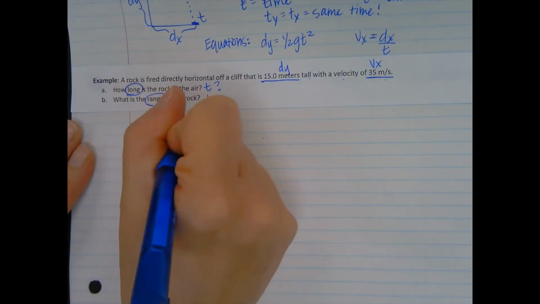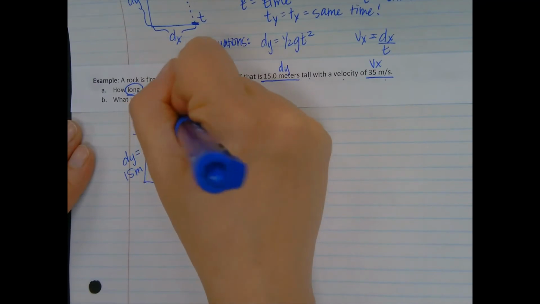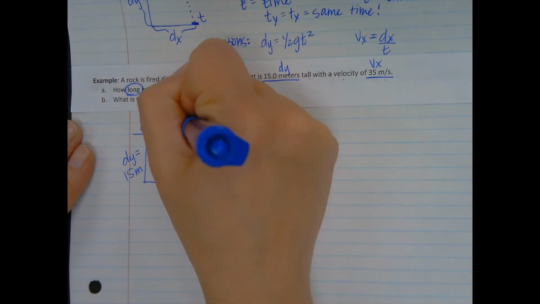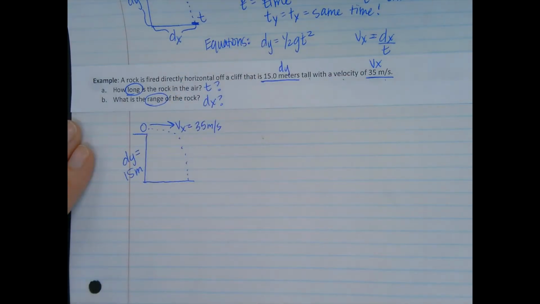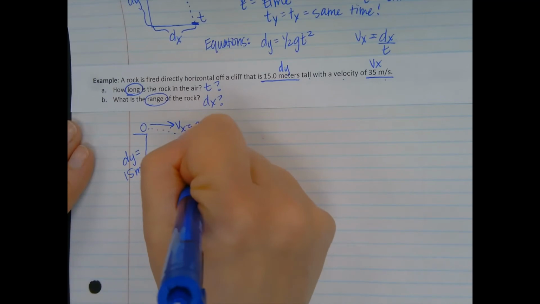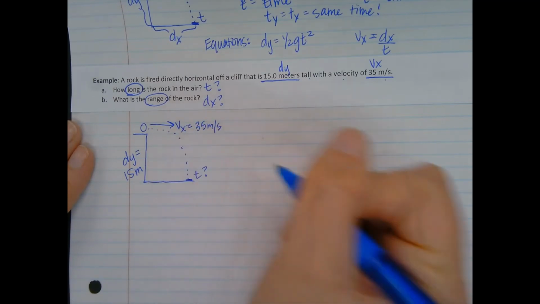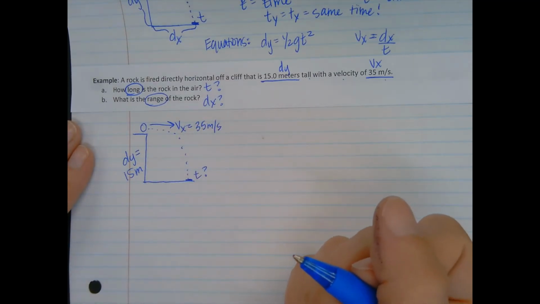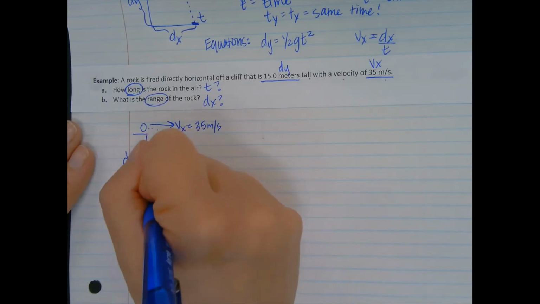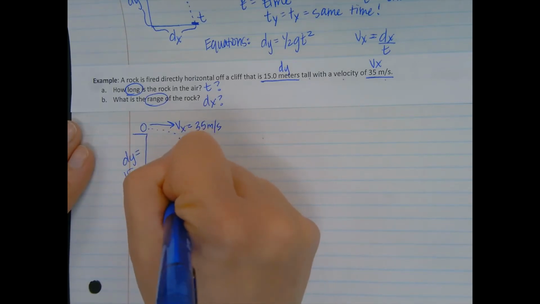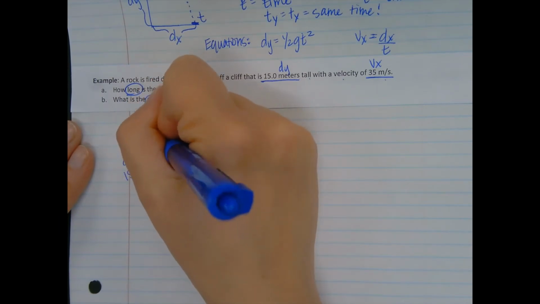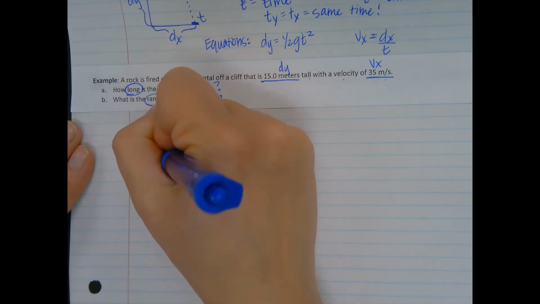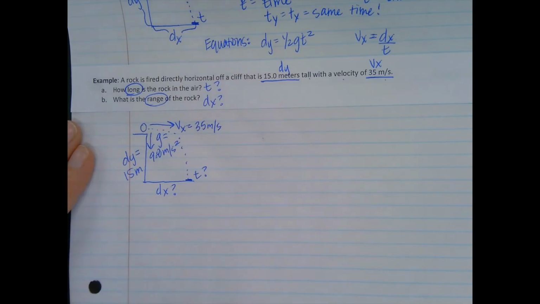I have a velocity in the x direction of 35 meters per second. The time that it's going to take to hit the ground, I don't know. The range, I don't know. But I do know that it's going to be affected by gravity at 9.8 meters per second squared.